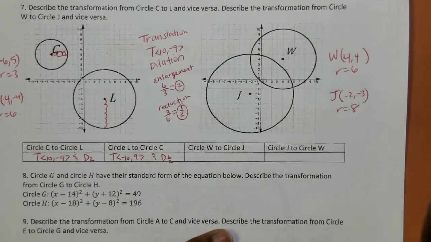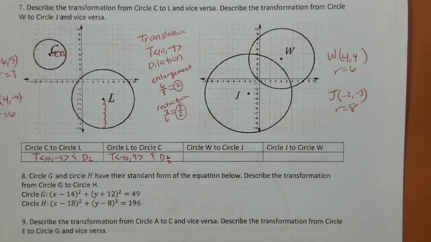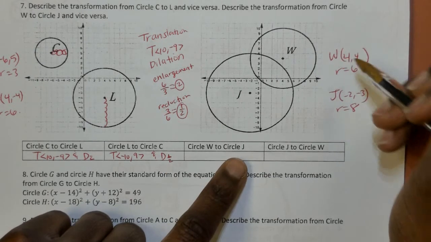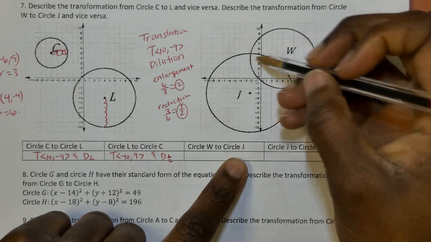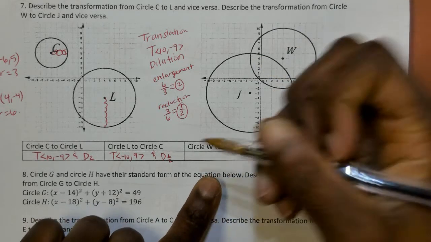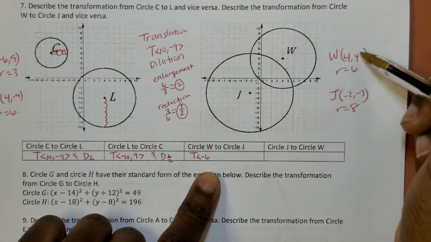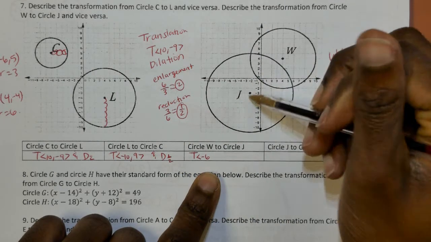Okay, so hopefully you tried it. So I'll go through this. We're going from W to J. Starting at W, to get to J, you have to go left. There are 6 units you have to go, so it's a translation of -6, that's the left. And then you have to go down from 4 to -3, so that's down 7.